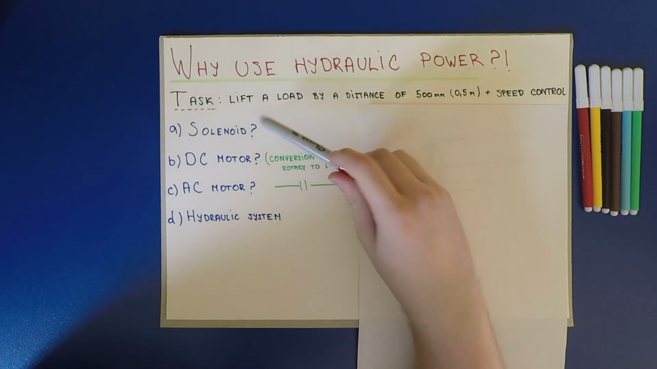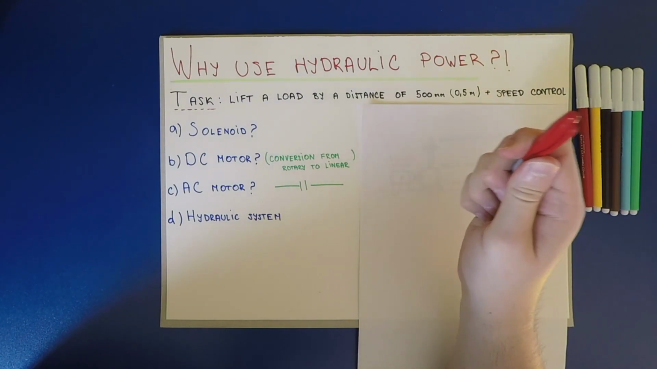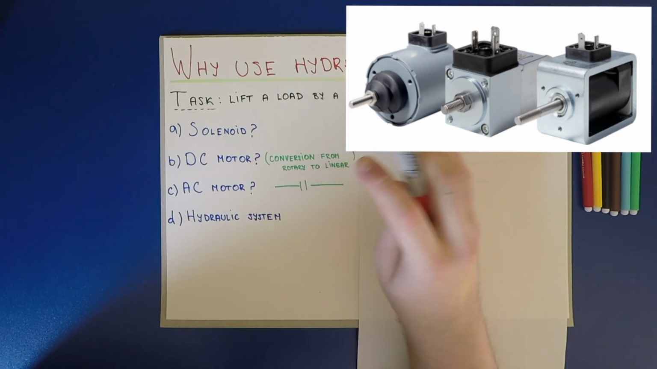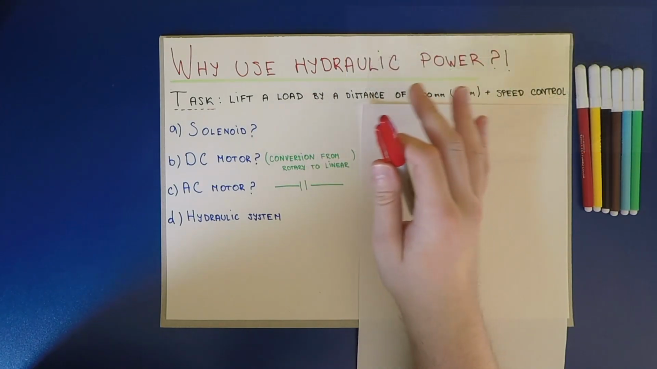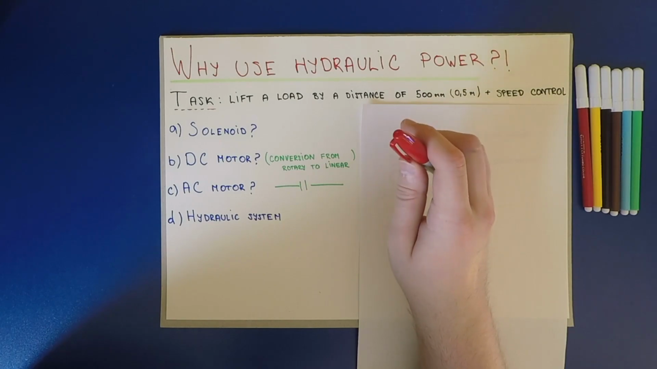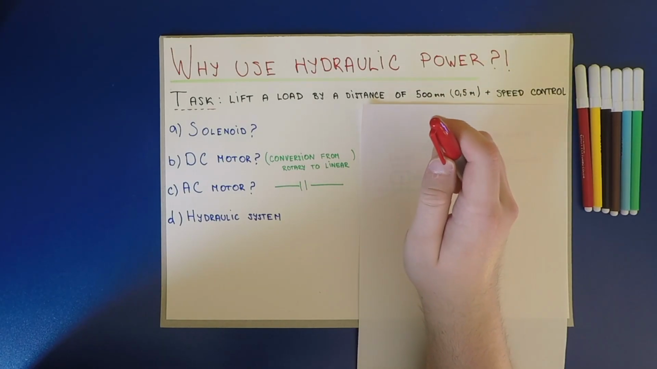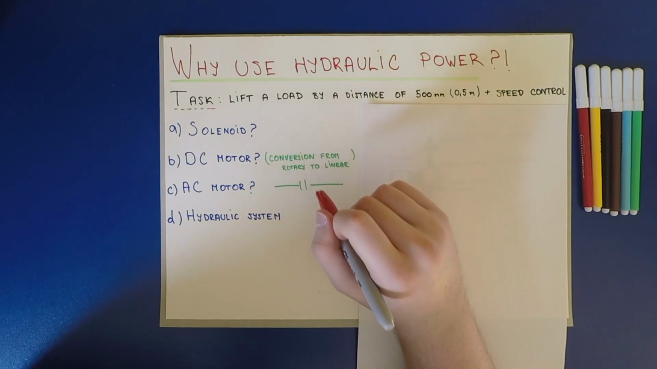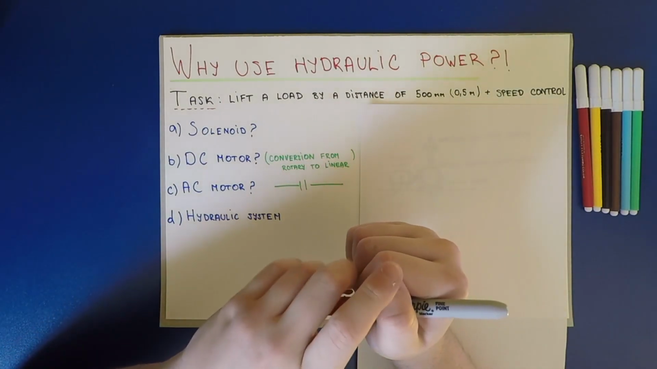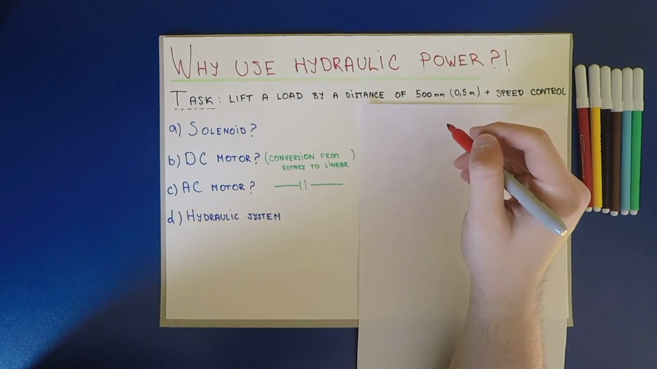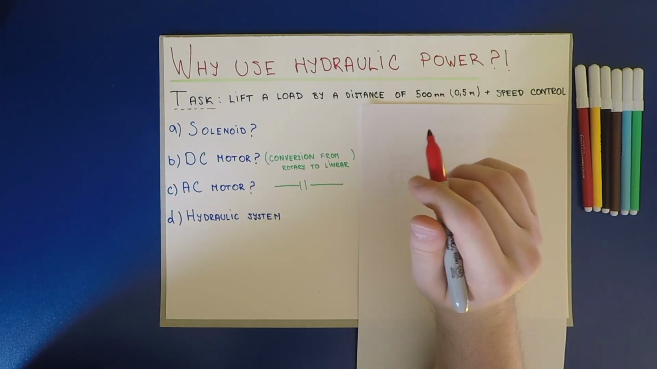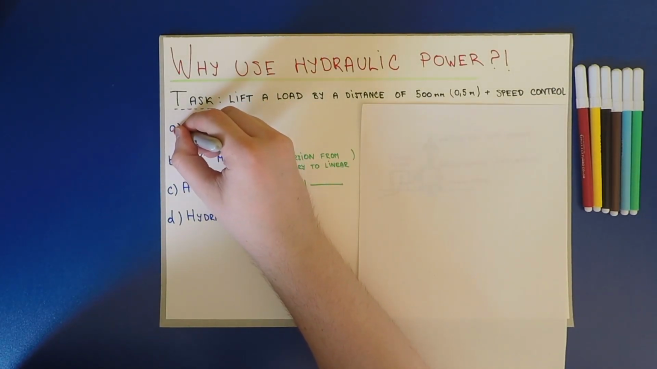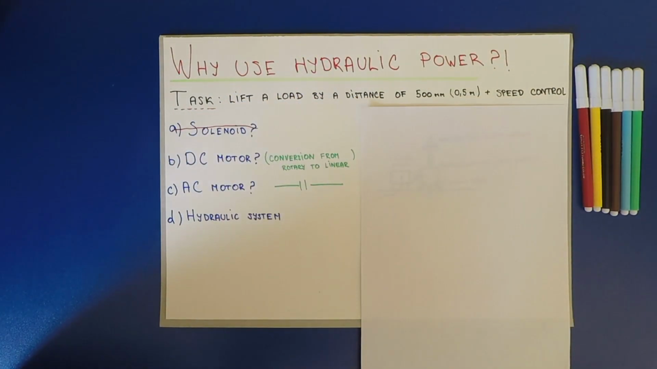The first solution is an electrical solenoid. Electrical solenoids have linear motion, so that's not going to be a problem. You don't have to convert rotary to linear motion. But the problem with electrical solenoids is that they don't travel 500 millimeters. They're usually limited to about 100 millimeters. So electrical solenoids are a no-go for this task.